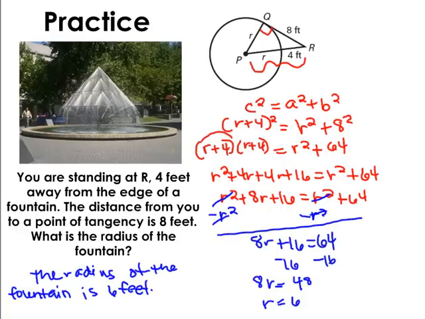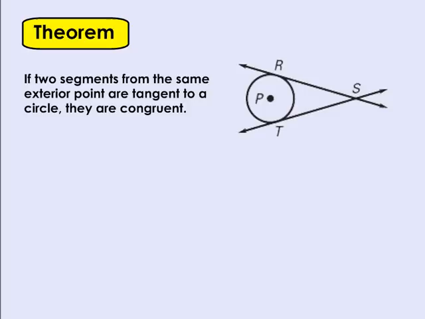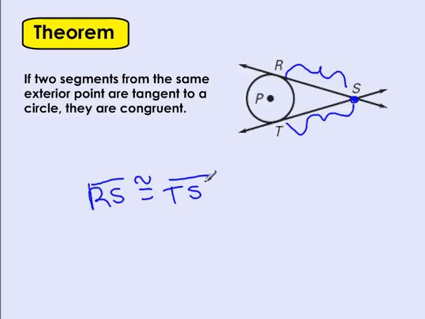We have one last theorem that we're going to get to that has to do with tangents. It's if two segments from the same exterior point are tangent to the circle, they are congruent. So if we notice that these two tangents intersect at some point, then we can say that these segments here and here are congruent. So segment RS will be congruent to TS.